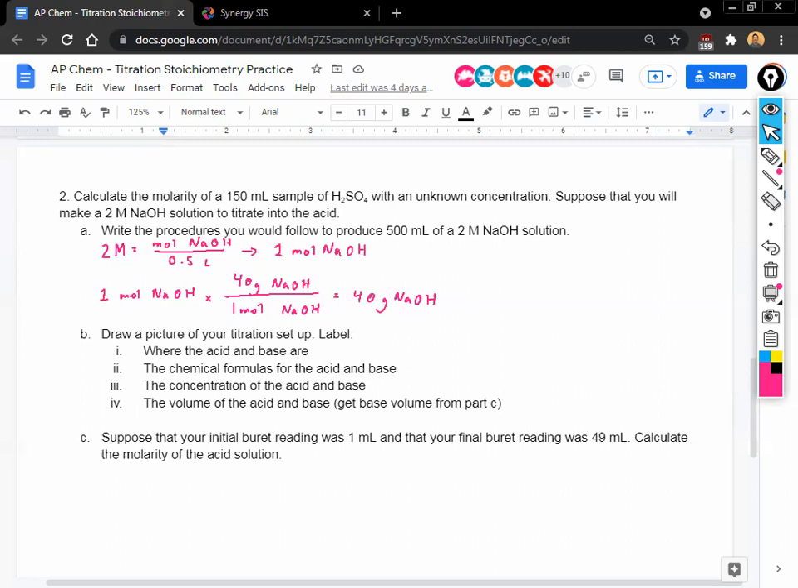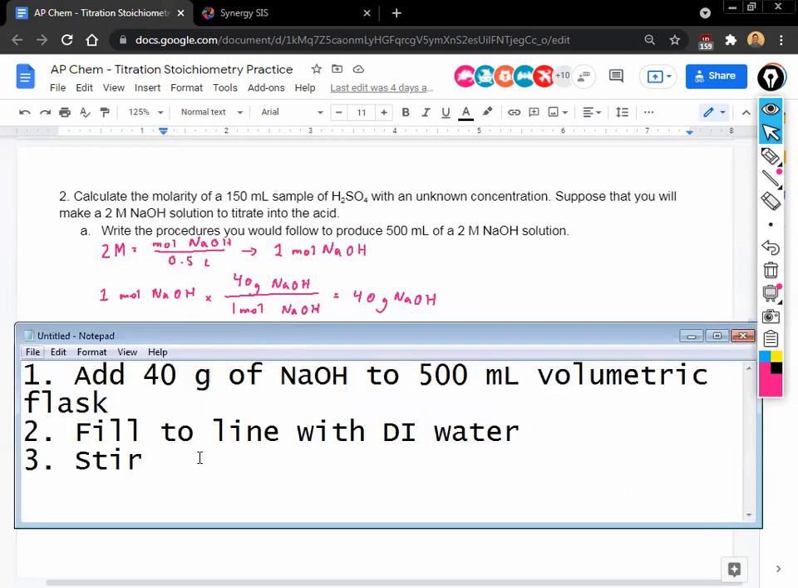Okay, guys, if you want to check your answers for part A, where you write the procedures, I have the calculations and the steps up there for you. All you have to do is use the molarity of the NaOH, and then find the moles of NaOH that you're going to use to make your solution. Use the molar mass, and so you want to add 40 grams of NaOH into your volumetric flask, and then just fill to the line with DI water and stir.